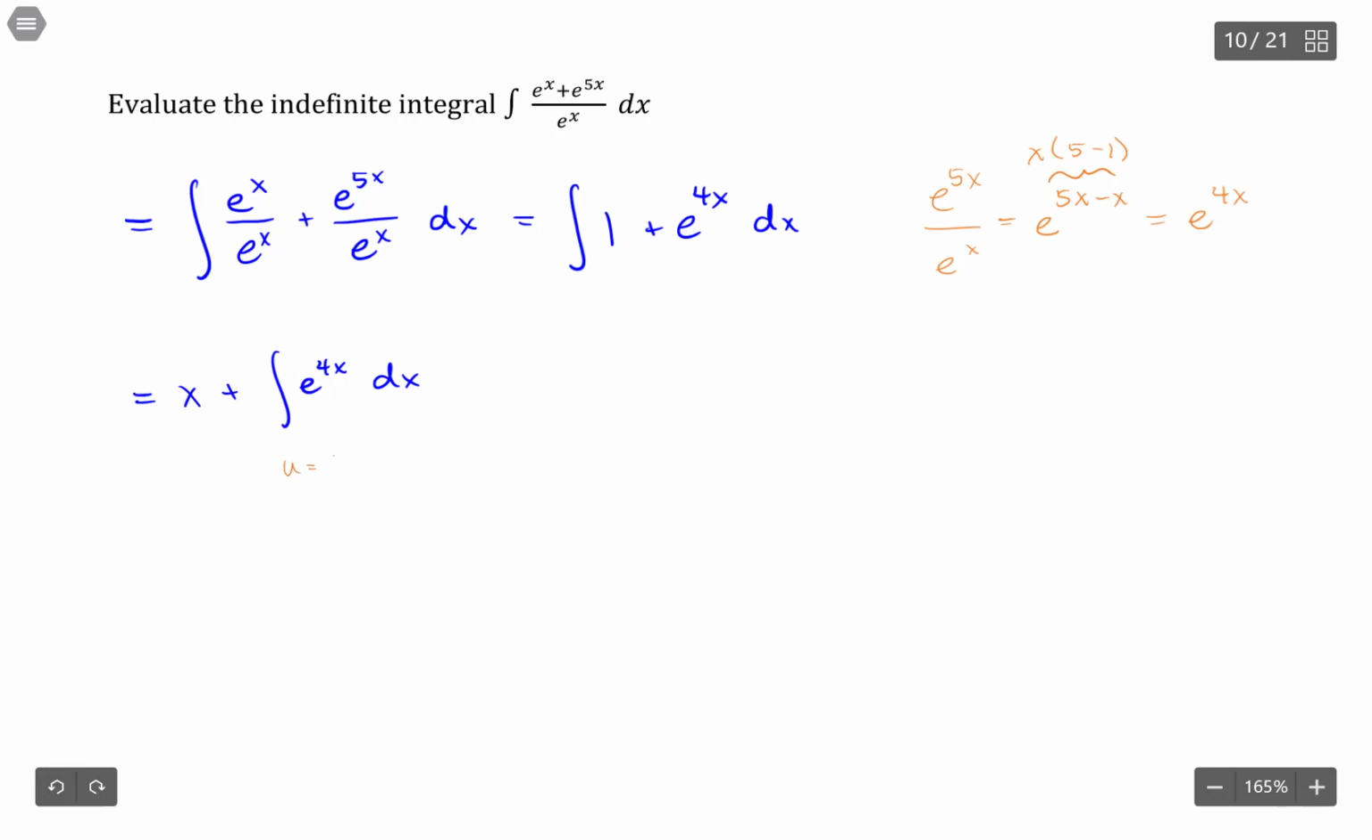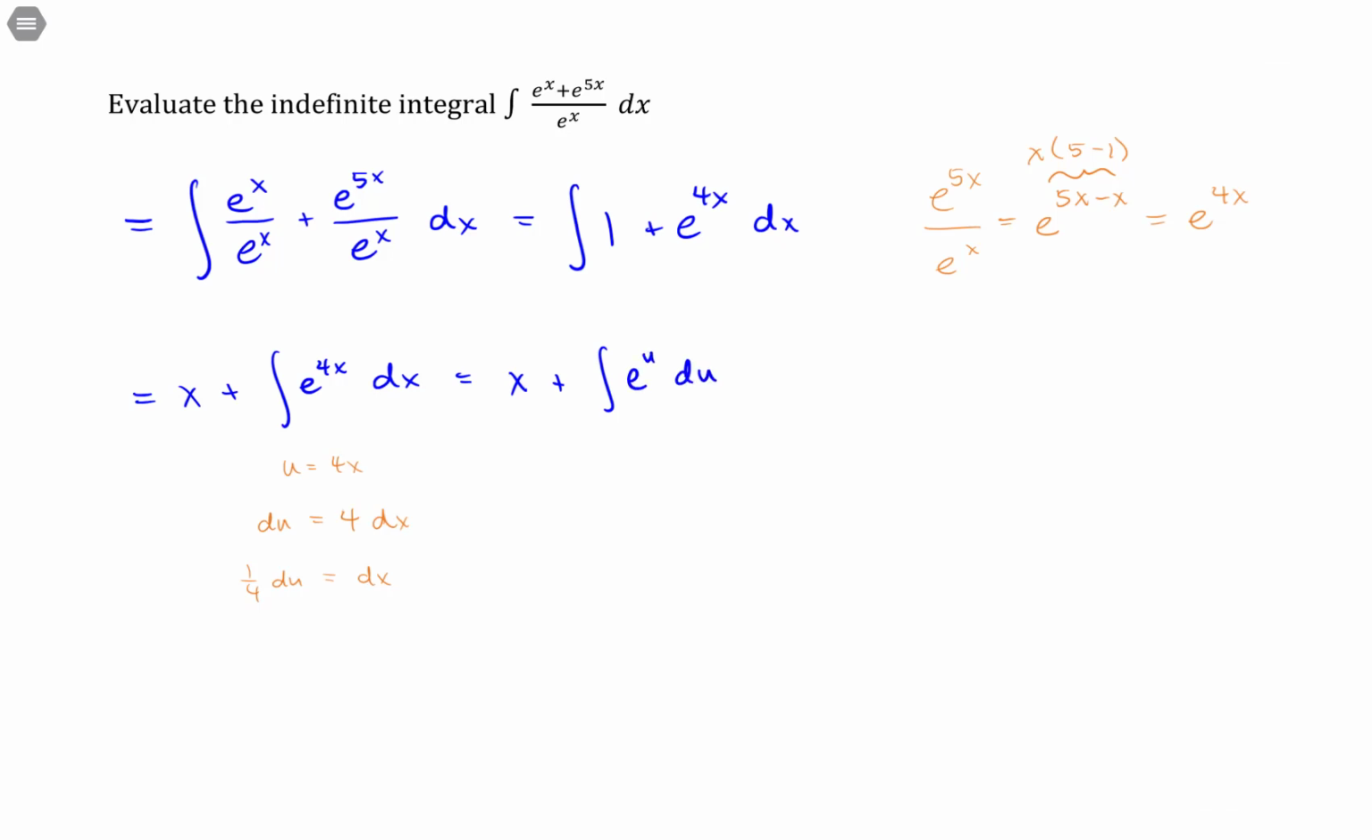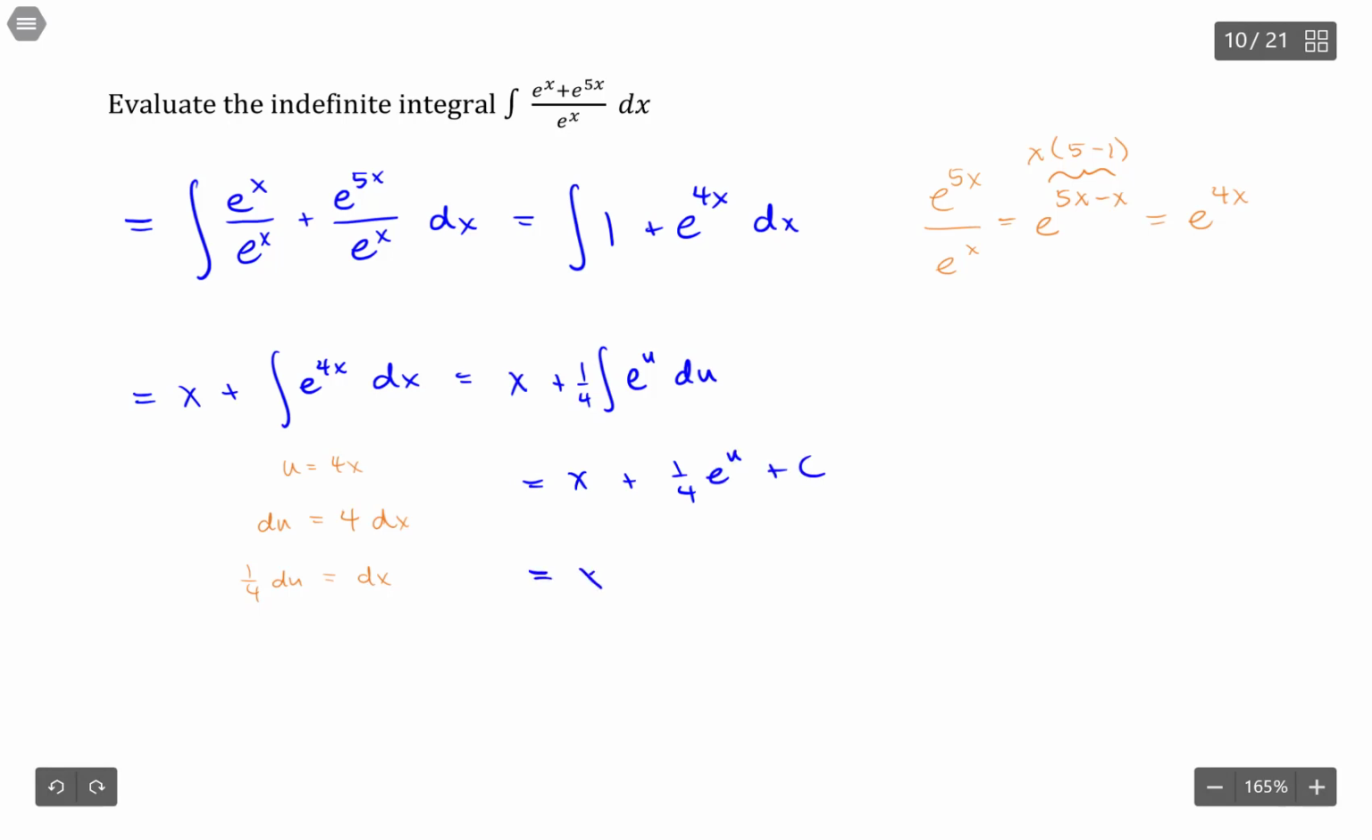I'll use u-substitution. So that dx is 1/4 of du. So this would be x plus the integral of e^u du times my constant of 1/4. So x plus 1/4 e^u plus C. Everything needs to go back to the original variable. e^u is e^(4x), so x plus 1/4 e^(4x) plus C.